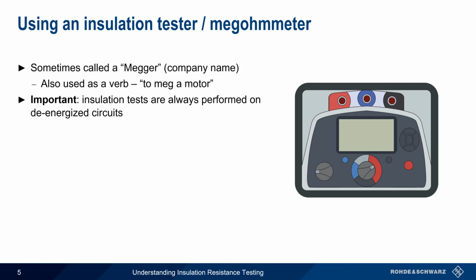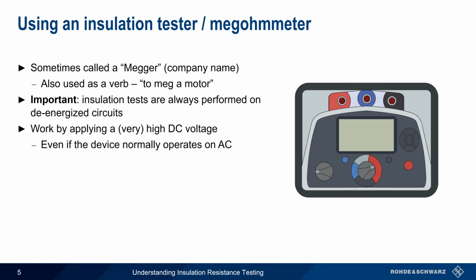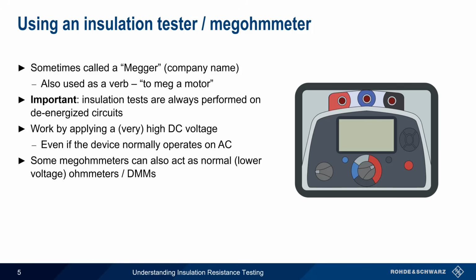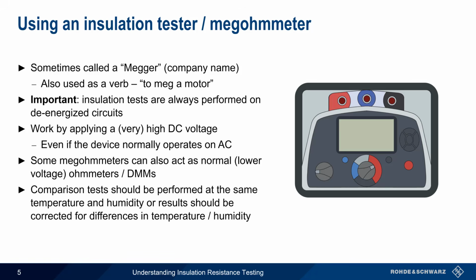One thing that all insulation resistance testers have in common is they can generate and apply very high DC voltages. DC is used in all insulation testing, even if the device under test normally operates on AC, as in the case of a motor. Note too that some megohmmeters can also function as normal, lower voltage meters. And one final thing to be aware of is that any comparison insulation tests should always be performed under the same or similar conditions of temperature and humidity, as both of these can significantly affect measured insulation resistance.